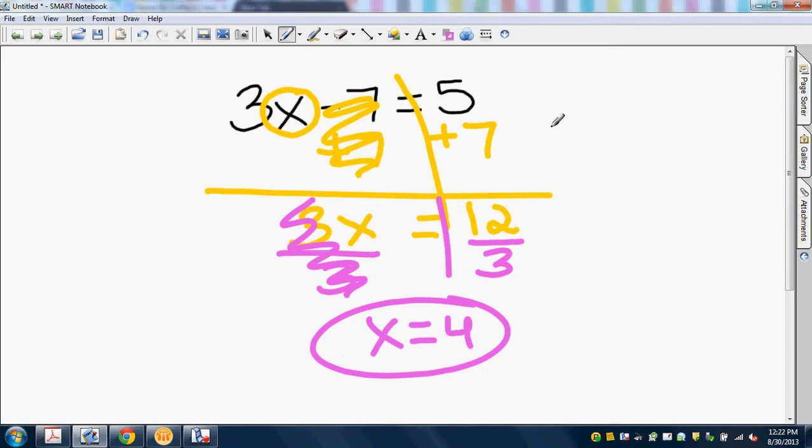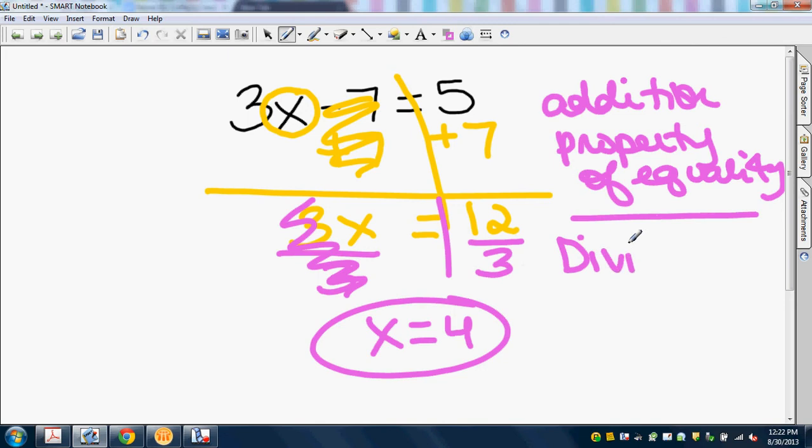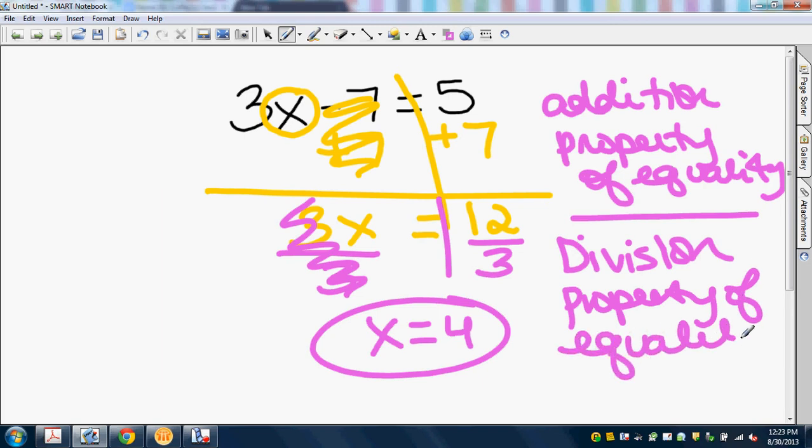Now, in class, we talked about different properties, and I want you to get used to labeling what property you use when you are in the process of solving an equation. So here, because we added, we used the addition property of equality. And then down here, because we divided, we used the division property of equality. Okay?